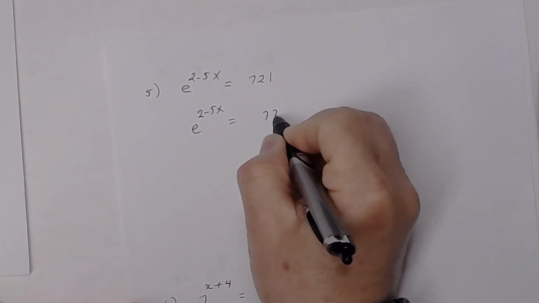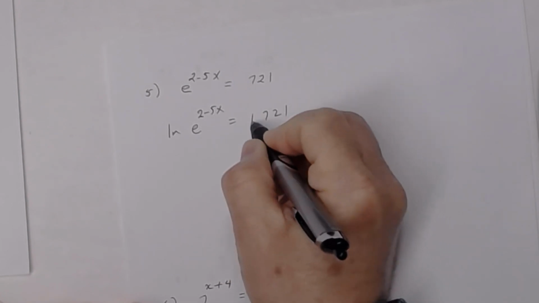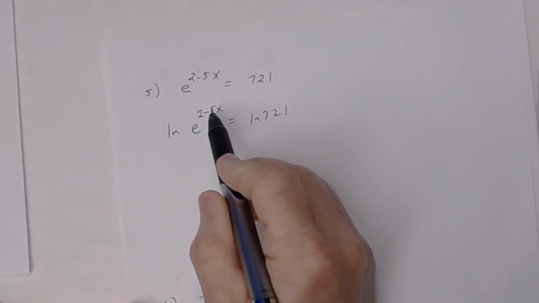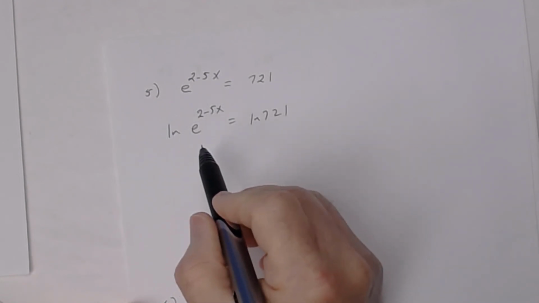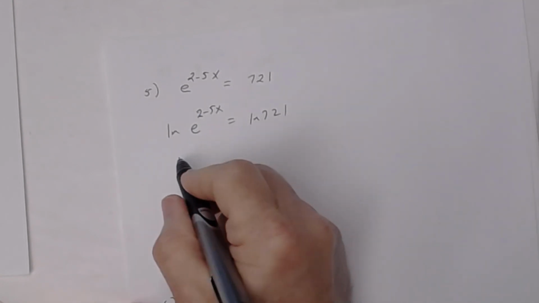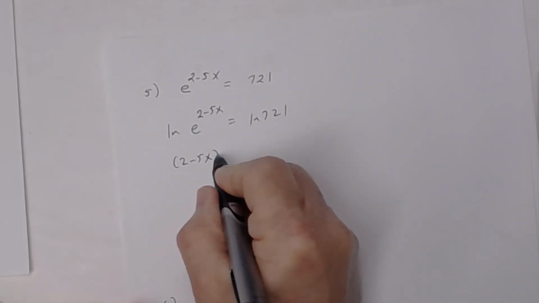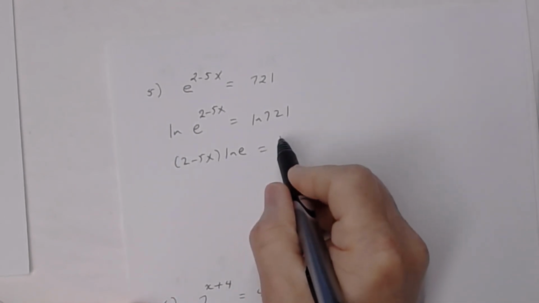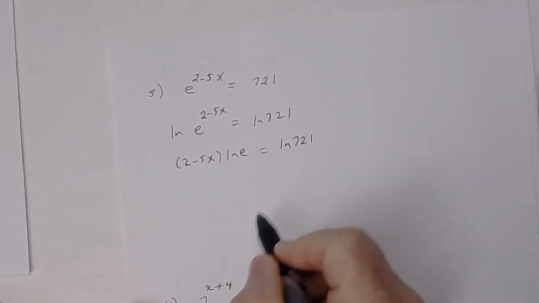All right, so here we go. Take the natural log of both sides. That's the only way I can get that variable that's in the exponent out of the exponent, is to use logarithms. And so now I'm going to use a power rule. So this becomes 2 minus 5x times the natural log of e. That's what that becomes. Equal the natural log of 721.